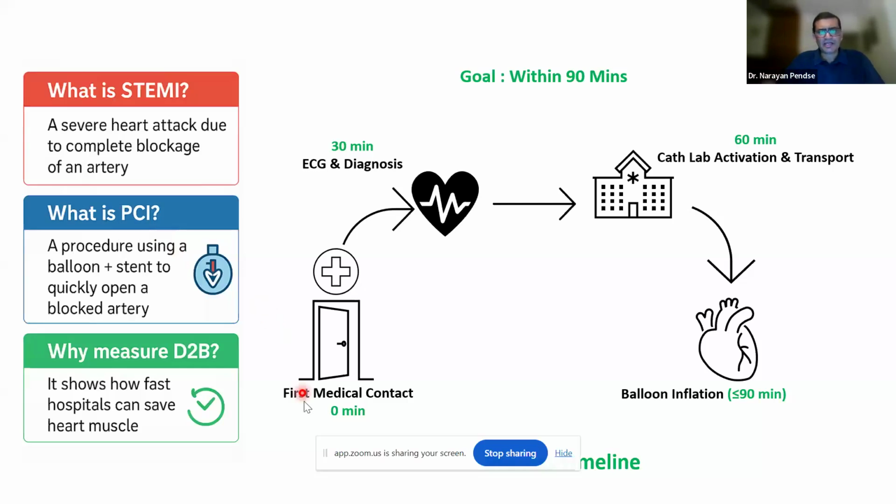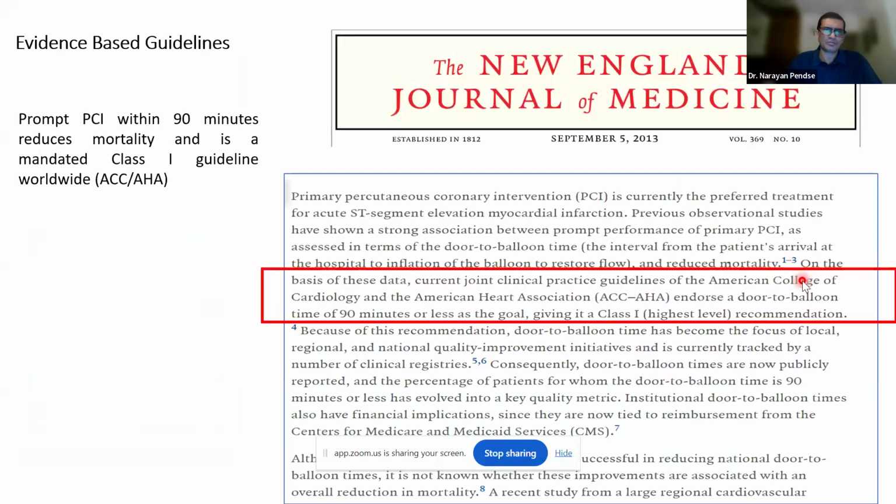And the time taken from the time the patient arrives in the hospital till the time the diagnosis is made, the patient is taken to the cath lab, because that is where this procedure takes place, and the balloon is introduced and opened in the blocked artery, should be less than 90 minutes. So that is what this indicator is all about.